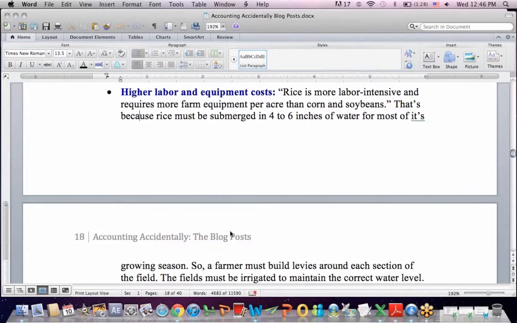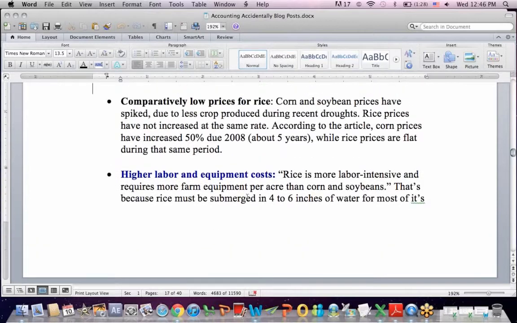First issue is price. Comparatively low prices for rice, comparatively low. We've had recent droughts. The last summer, 2012, was a very serious drought where I am in Missouri and throughout a lot of the country. Well, because of that drought, corn and soybean prices spiked up because less crop was produced. But rice prices have not increased at the same rate, and I was surprised when I saw this.